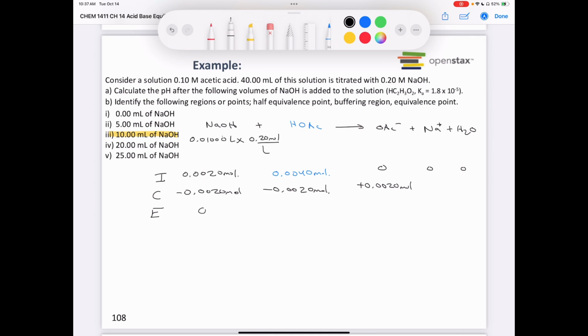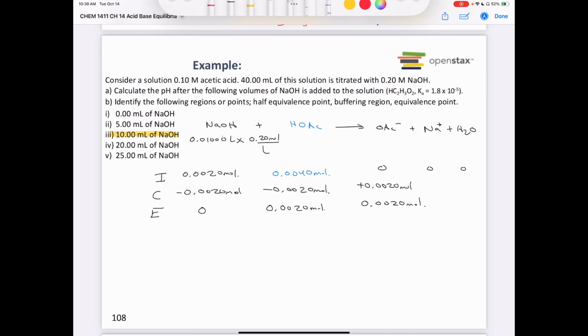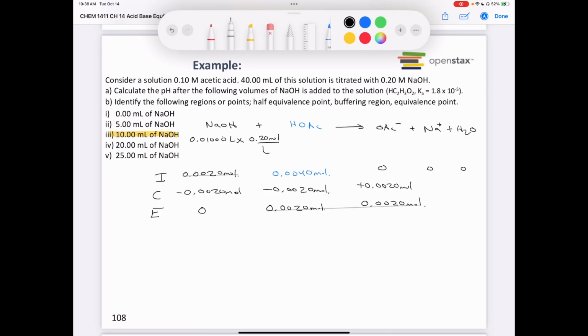And so at equilibrium, I have none of this. I have 0.0020 moles here and 0.0020 moles here. So now we are at the half equivalence point. This is the half equivalence point because half of the analyte has been neutralized. You can see that we have an equal number of moles of our acetate and our acetic acid.